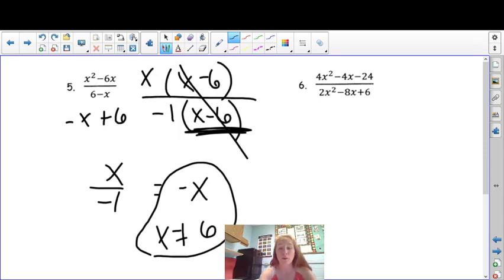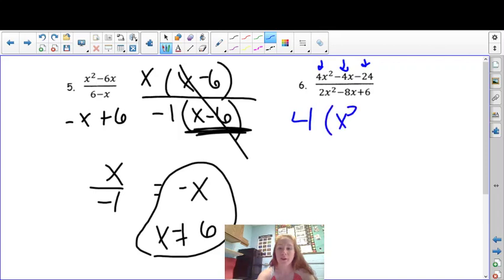All right, number 6, we start getting a little bit more complex. I notice I have numbers in front of both of my square terms, but I ask myself, can I divide every single term by the number in front of x squared? So for example, I have a 4. Can I say 4, 4, and 24 all divided by 4? Yes. So if that answer is yes, my first step is to divide it out.